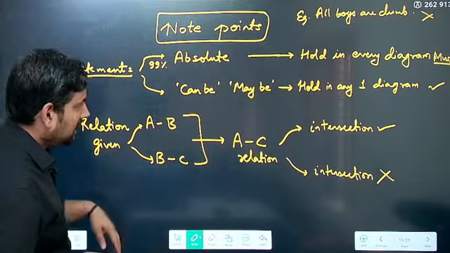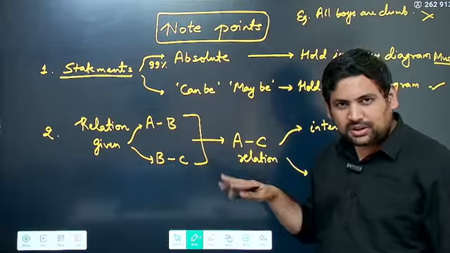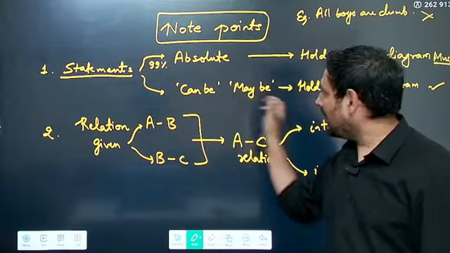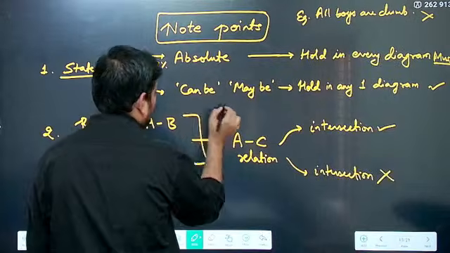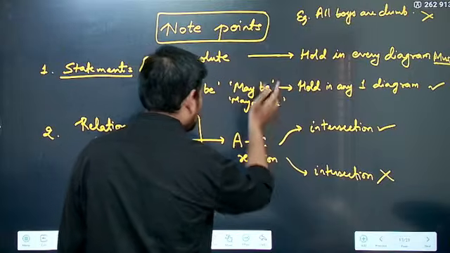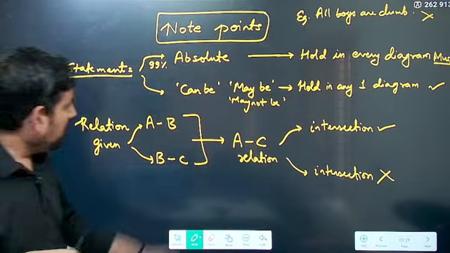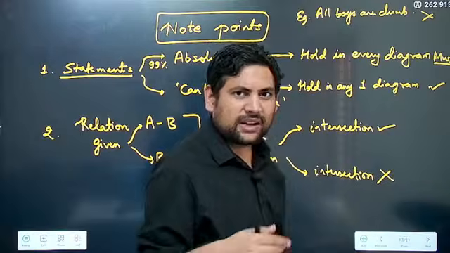Then there are "can be" or "maybe" kinds of statements. These are also called possibility statements, but people get confused. So can be, maybe, sometimes may not be also. Ultimately this is maybe only the negative form. Here if it holds even in one diagram, then it is fine.